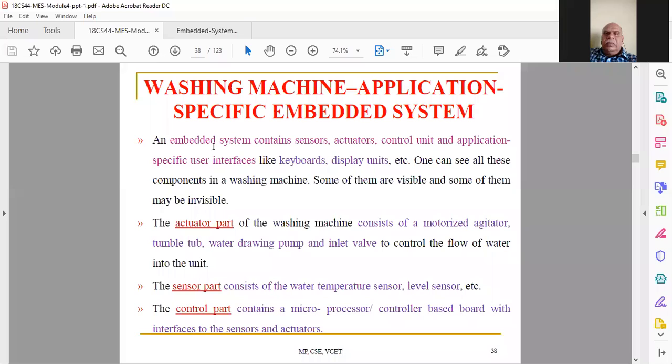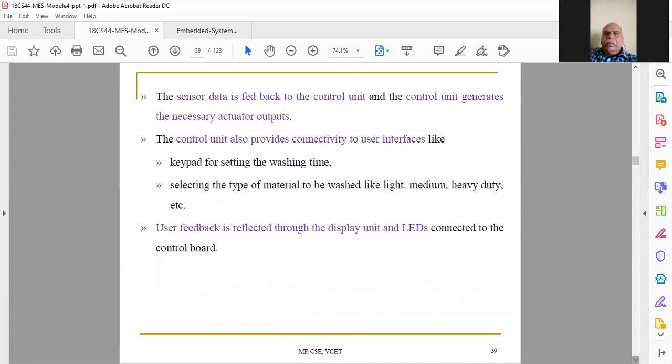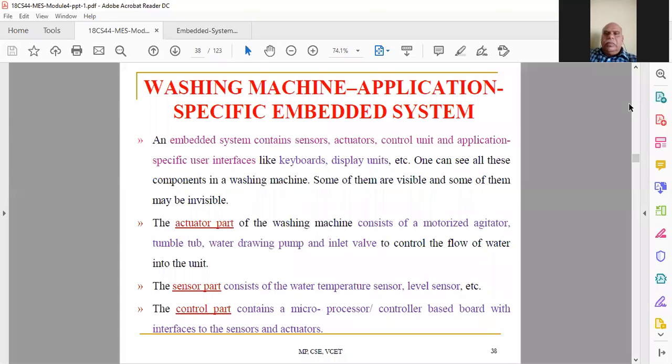What are all the components present in the washing machine? An embedded system contains sensors, actuators, control unit, and application specific user interfaces. These are the general components present in general embedded systems, like keyboards, display units, etc. One can see all these components in a washing machine. Some of them are visible and some of them may be invisible, right?